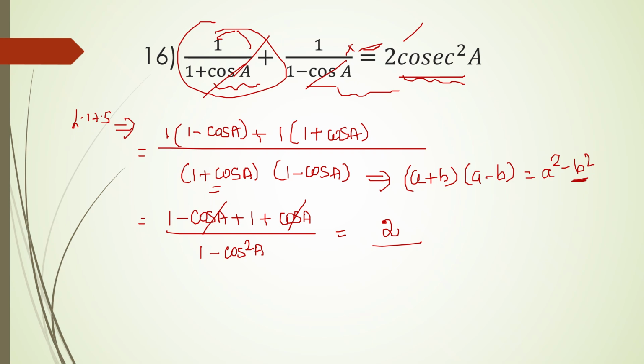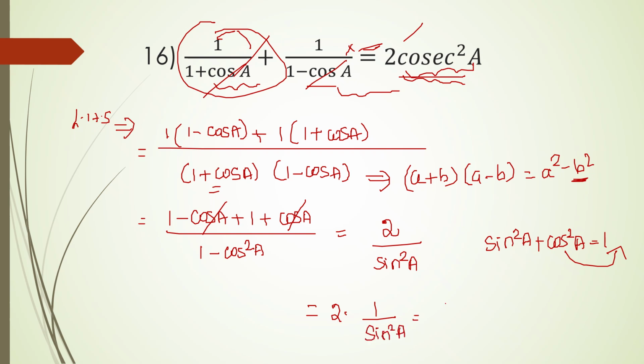And here 1 minus cos square A is nothing but what? By identity, we know sin square A plus cos square A equals 1. If I move this to the other side, it becomes 1 minus cos square A equals sin square A. And still we require it in terms of cosecant, right? So 2 into 1 by sin square A. What is the inverse of sin? It's nothing but cosecant. So 2 cosecant square A, which is equal to the RHS. So hence proved. We'll go to the next question.